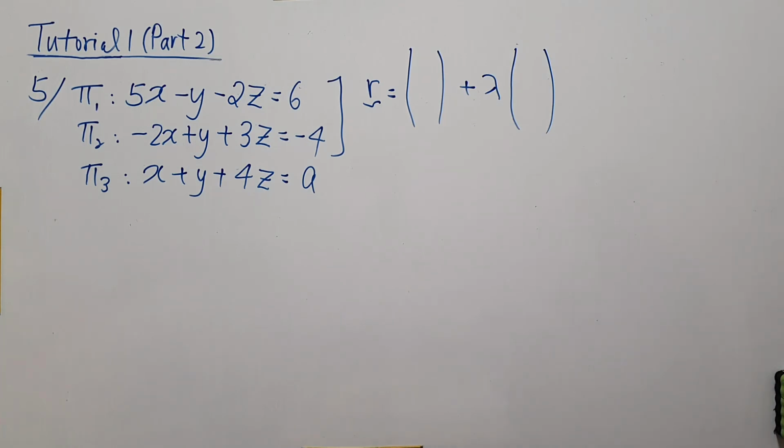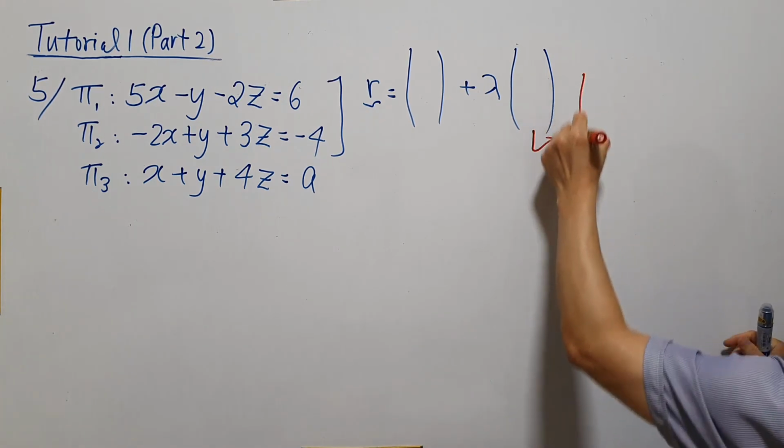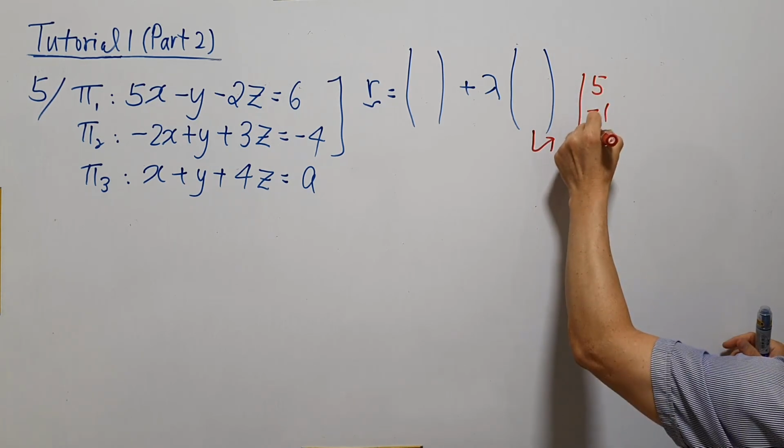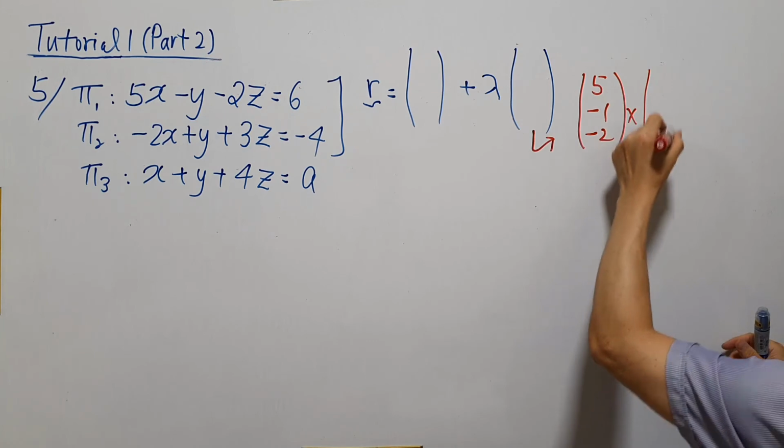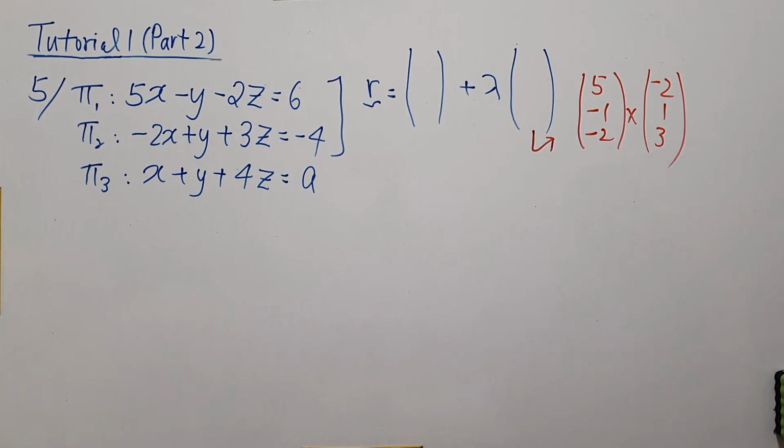So what happens is you can obtain the second vector simply by the cross product of the two normal vectors, which is 5, minus 1, minus 2 cross with minus 2, 1, 3. Let me make sure that I've copied the question correctly. 5, minus 1, minus 2, 6, minus 2, 1, 3, minus 4, 1, 1, 4, 8. So it is 5, minus 1, minus 2, minus 2, 1, 3, alright? So let's perform the cross product.